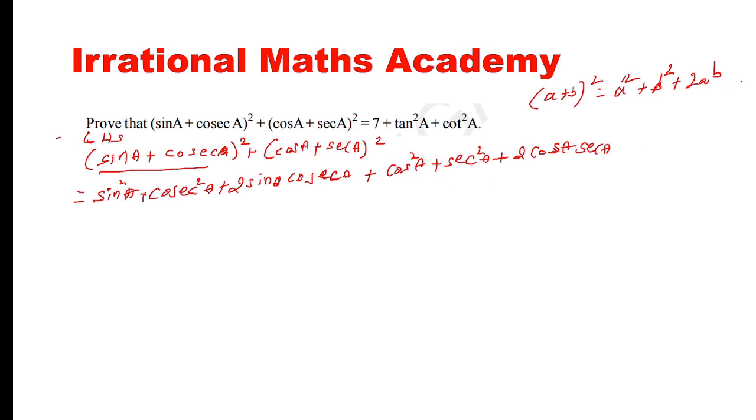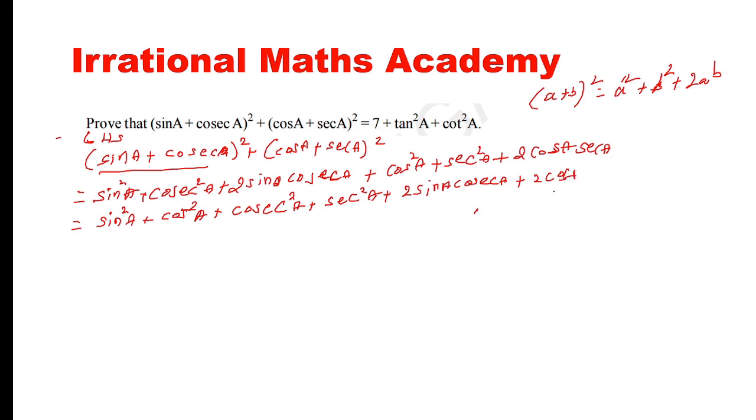One more thing, here we'll arrange it. Sin square A plus cos square A plus cosecant square A plus secant square A plus 2 sin A and cosecant A plus 2 cos A and secant A.